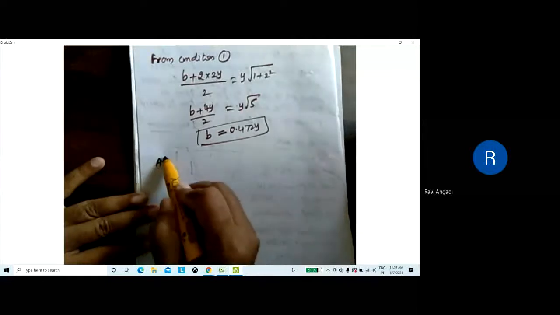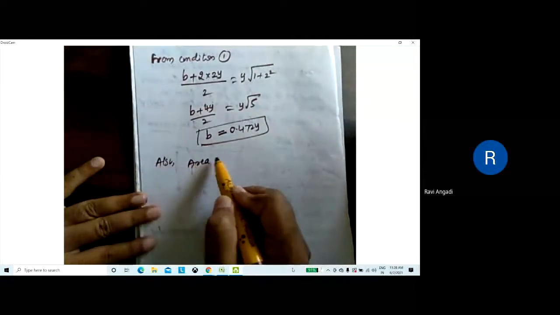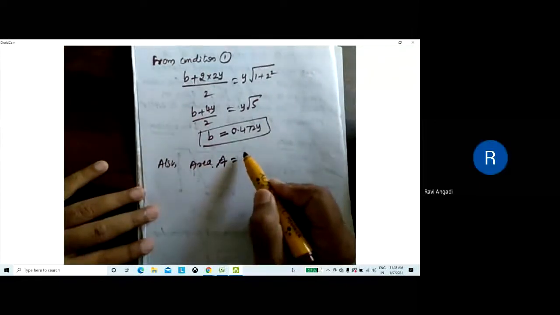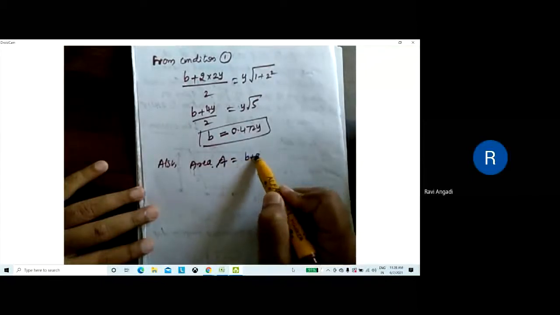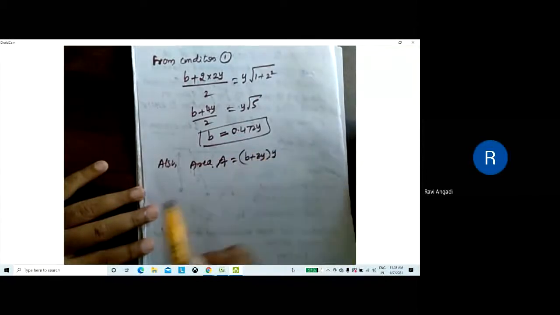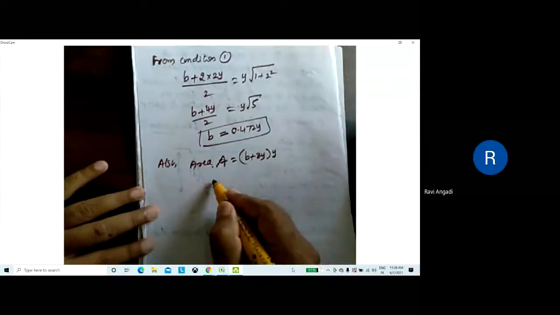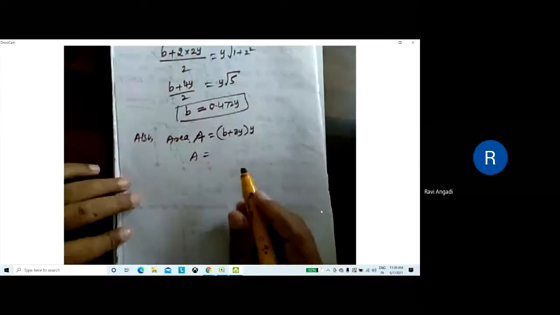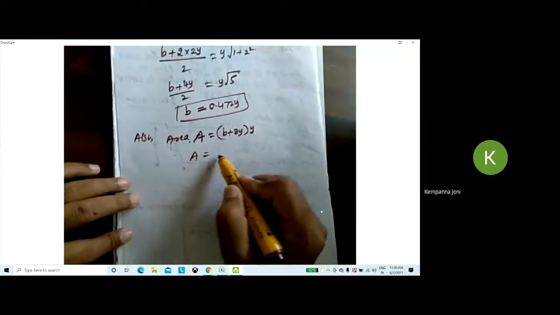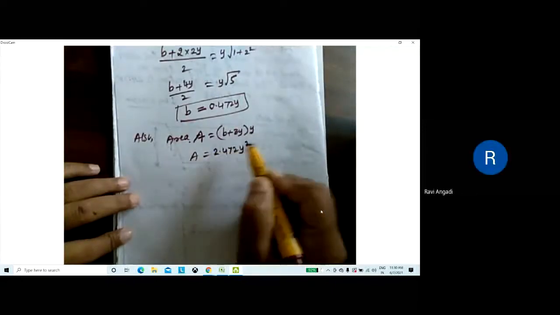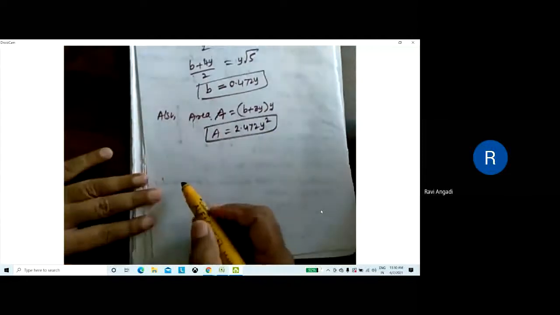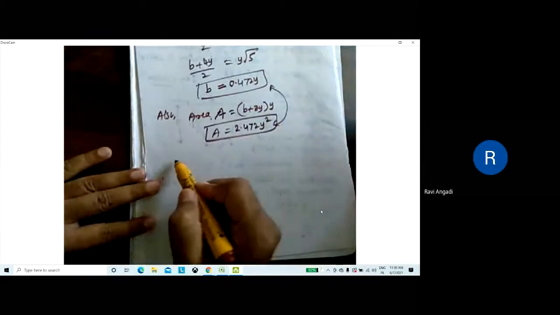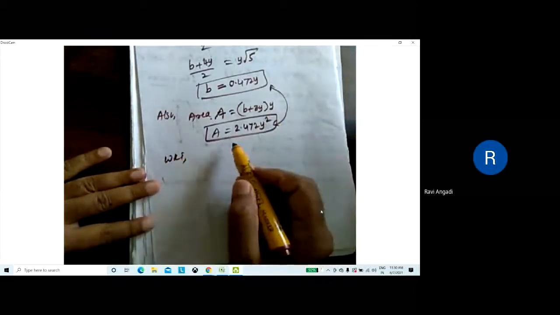Then also, what is the area? What is the formula for area? B plus ZY into Y. Now, what is the area? Are you calculating? 2.472Y square. Yes, 2.472 Y square. Correct. Right. So with this, we have got it in terms of Y. We don't know the value of Y now. Now, we know that Manning's equation.